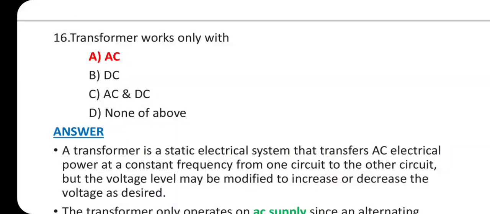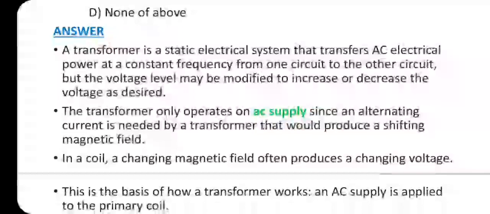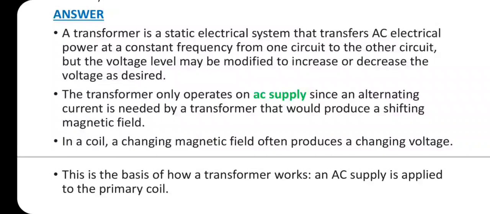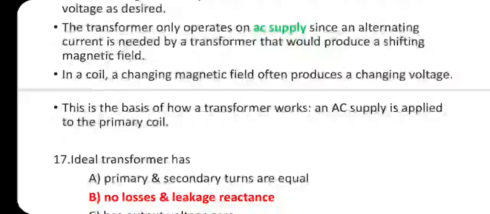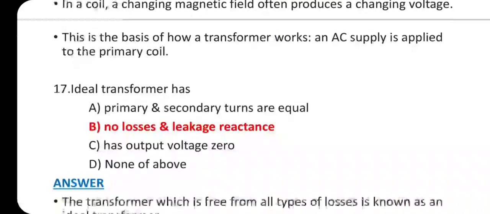Transformer works only with, answer is option A, AC. A transformer is a static electrical system that transfers AC electrical power at a constant frequency from one circuit to the other circuit, but the voltage level may be modified to increase or decrease the voltage as desired. The transformer only operates on AC supply since an alternating current is needed to produce a shifting magnetic field. In a coil, a changing magnetic field produces a changing voltage. This is the basis of how a transformer works. An AC supply is supplied to the primary coil of the transformer.